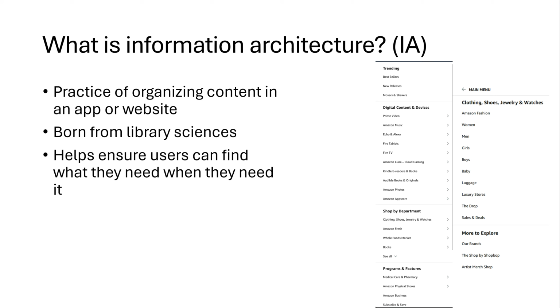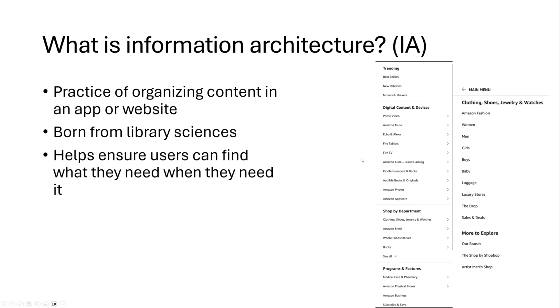Typically born from library science, I'll often refer people to librarians or library science trained folks in their domain or in their communities to help out on anything that's overly complex or to verify what we're doing. They're still trained in information architecture in their education, so it helps ensure users can find what they need when they need it. So here's just a couple examples.